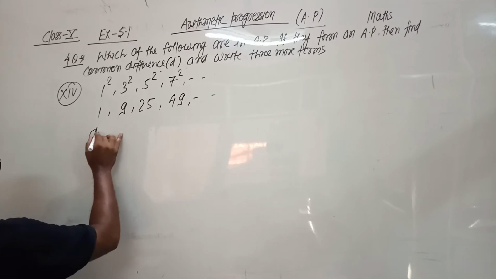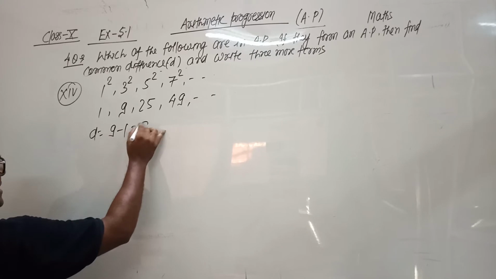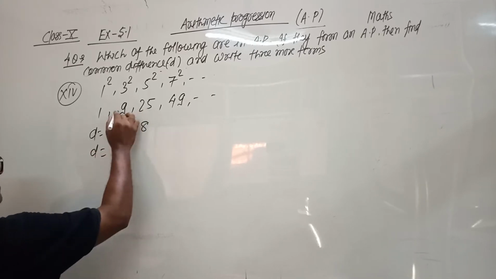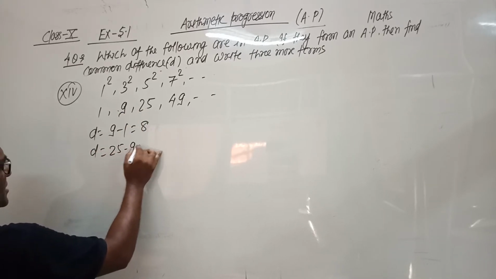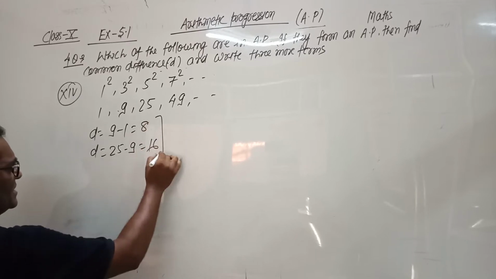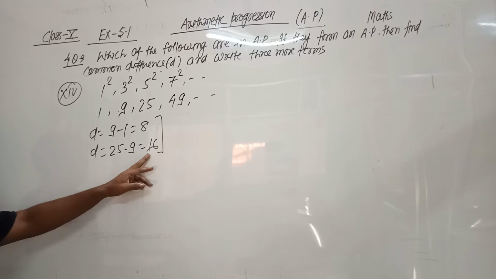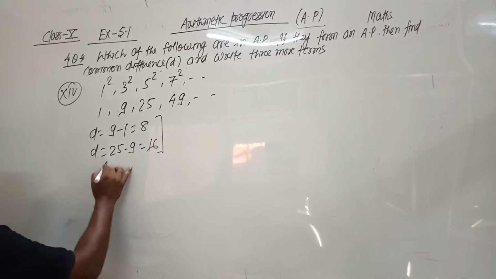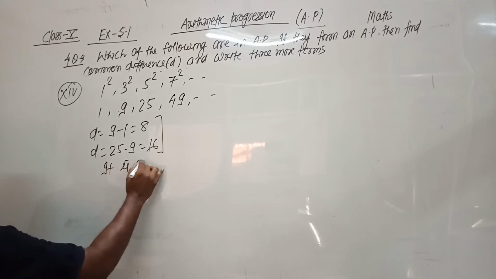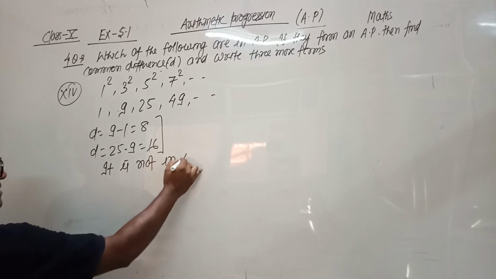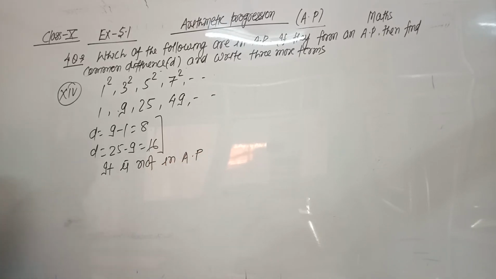Then we find the common difference. 9 minus 1, 8. 25 minus 9, 16. So the common difference is not the same, since here d is 8 and here d is 16. So it is not in AP. We can write it is not in AP.